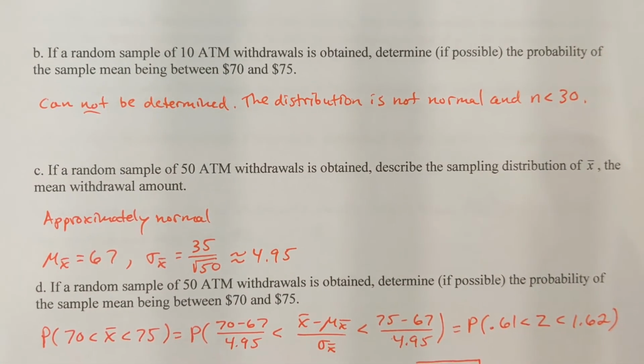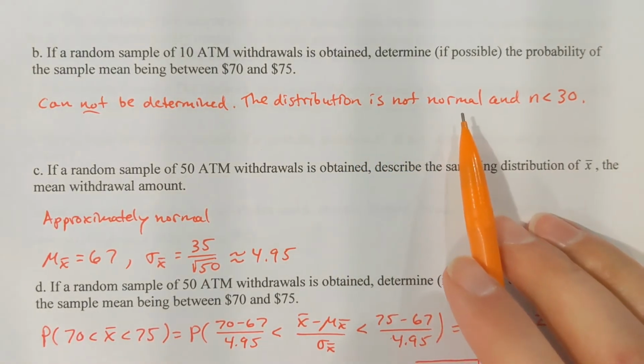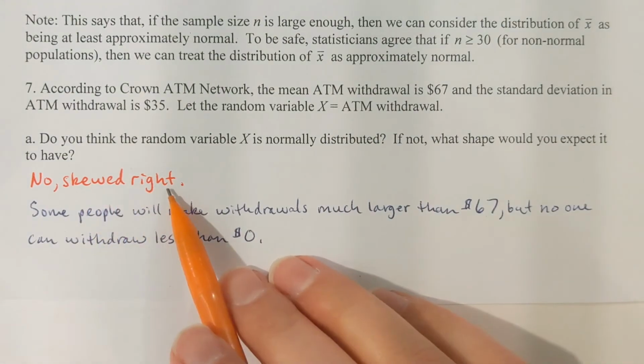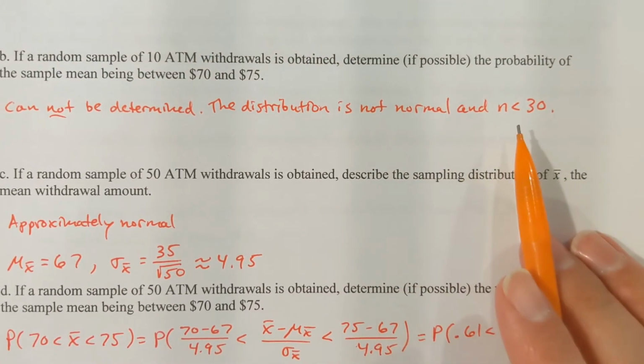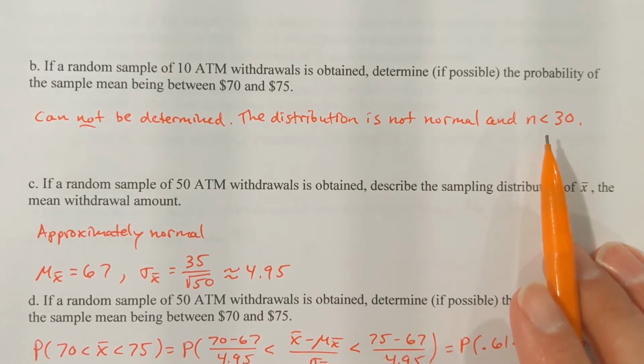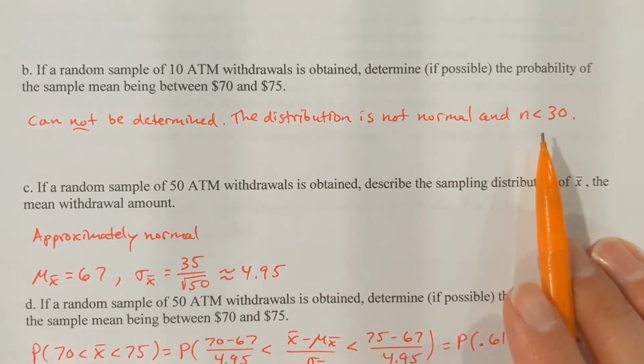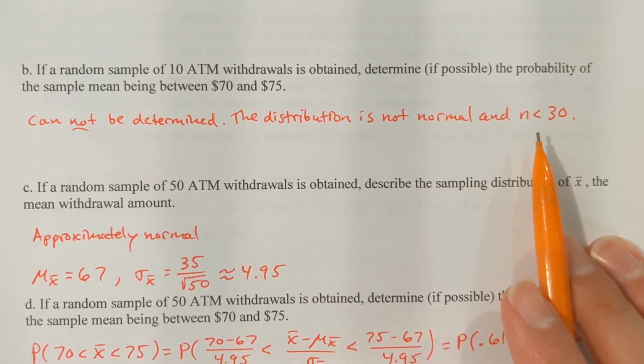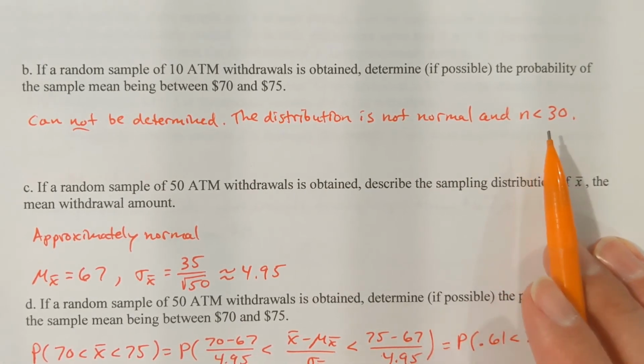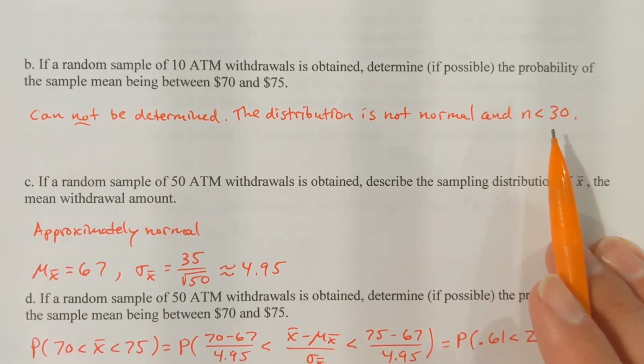Part B, if a random sample of 10 ATM withdrawals is obtained, determine, if it's possible, the probability that the sample mean is between $70 and $75. Okay, the "if possible" should raise an eyebrow there. This cannot be determined because the distribution is not normal. We just said in part A that it is skewed to the right, and the sample size is not big enough. The central limit theorem said that you had to have a sample of at least 30 in order for the sampling distribution of the means to be at least approximately normal. Otherwise you're not going to have that guarantee.